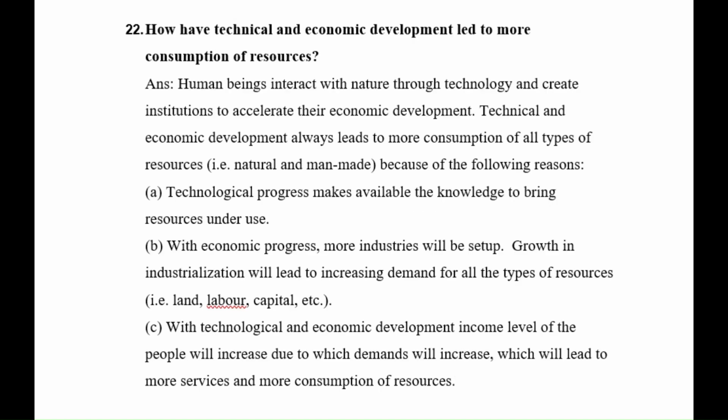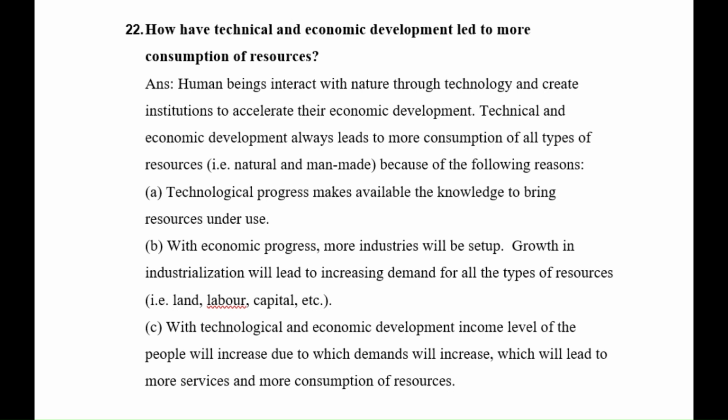22. How have technical and economic development led to more consumption of resources? Answer. Human beings interact with nature through technology and create institutions to accelerate their economic development. Technical and economic development always leads to more consumption of all types of resources, i.e. natural and man-made, because of the following reasons.